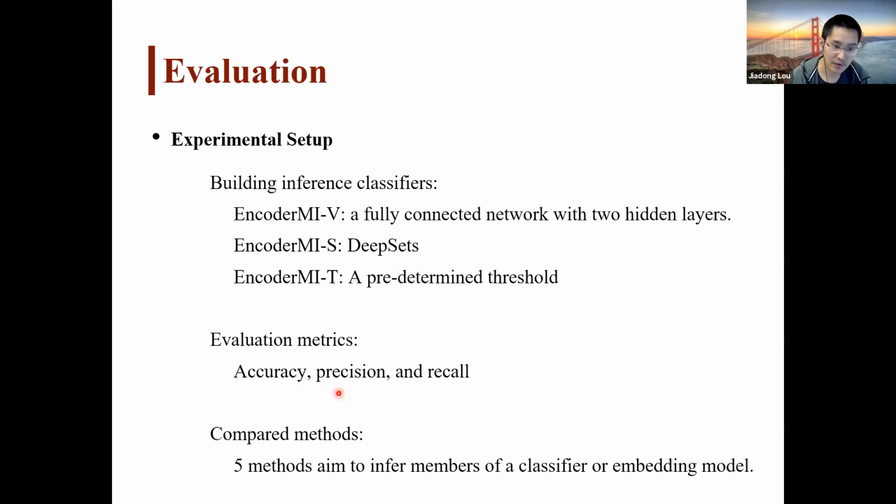They use accuracy, precision, and recall as the three metrics. There are no special designs in these metrics, just the original definitions. For comparisons, they first use five methods to infer the membership of a classifier, since they claim that they are the first to do membership inference for the encoder. So there is no counterpart, and they just use methods for the classifier.